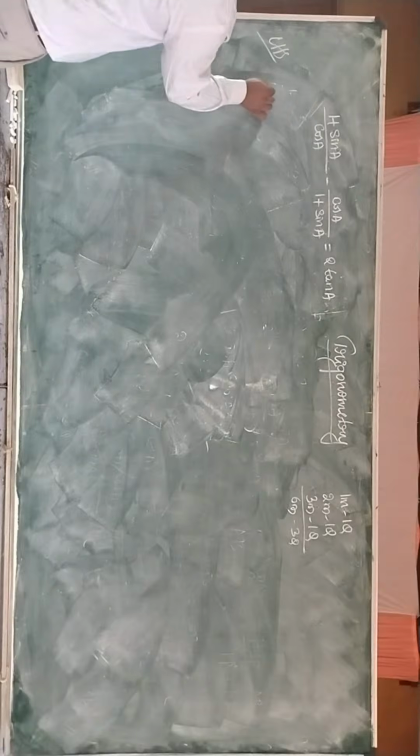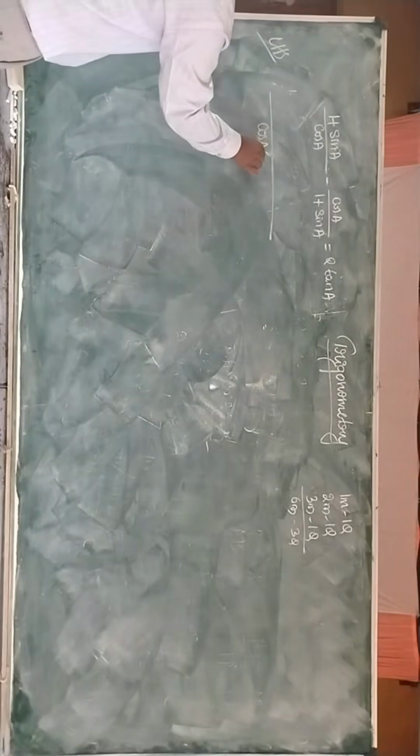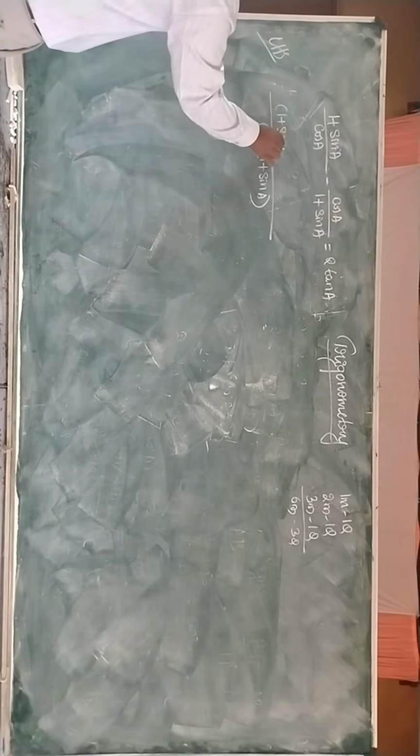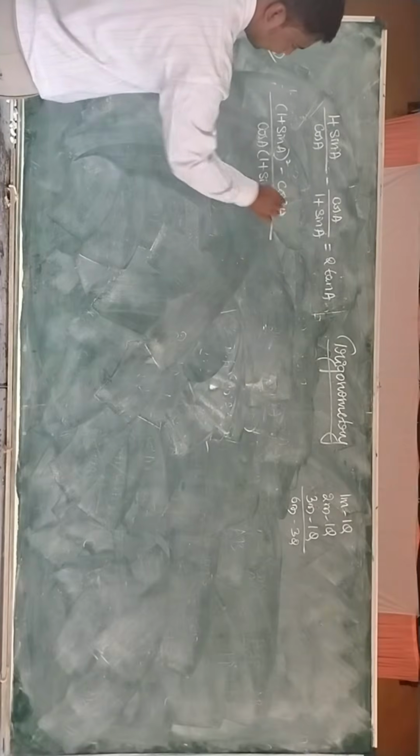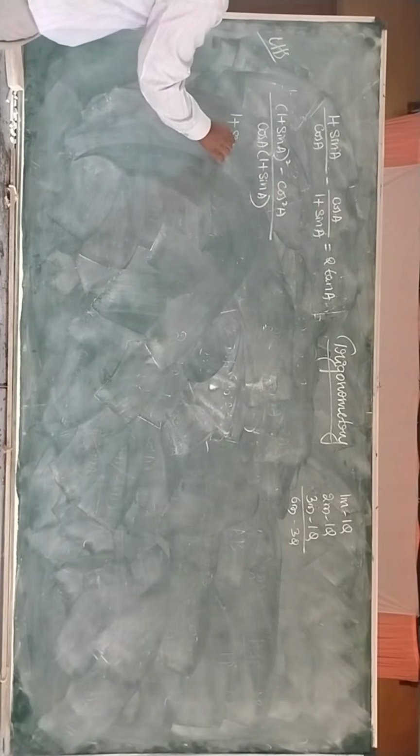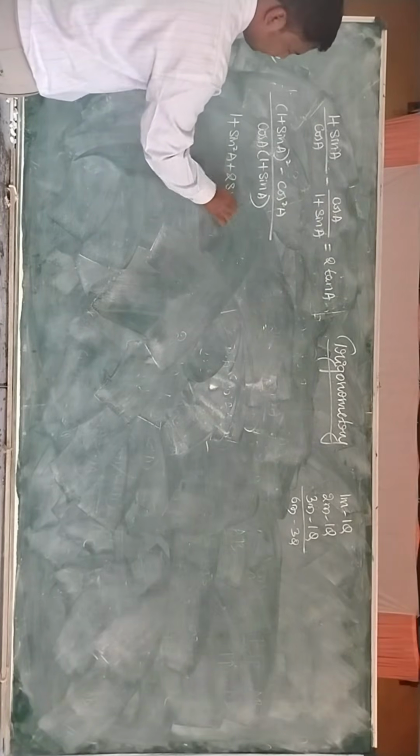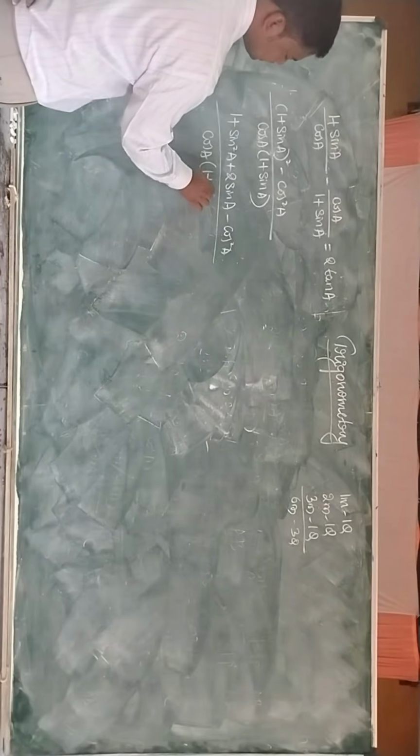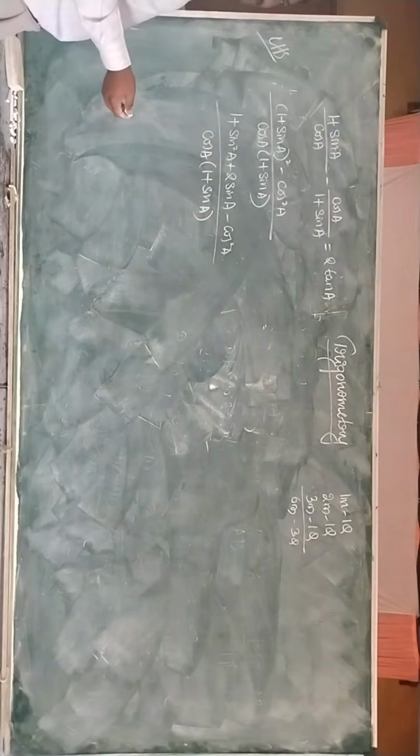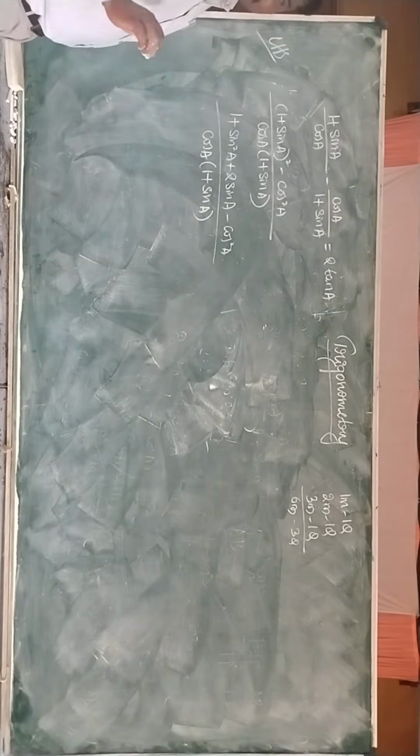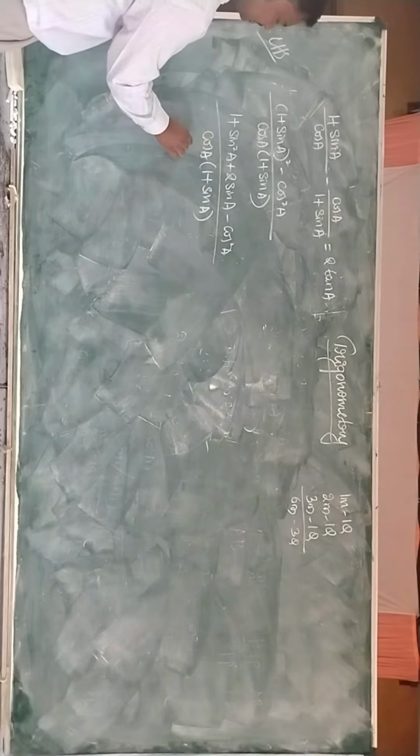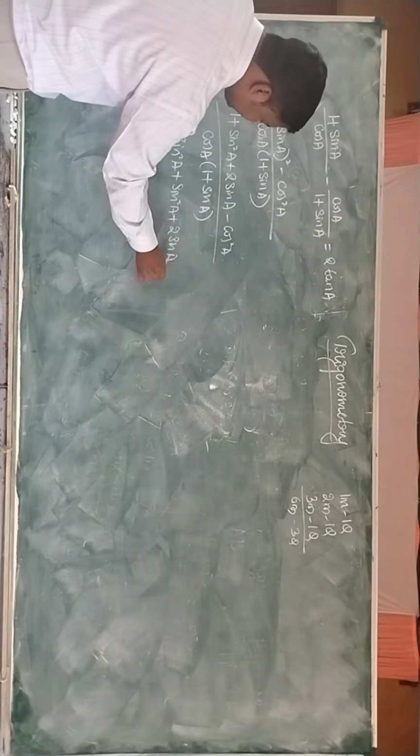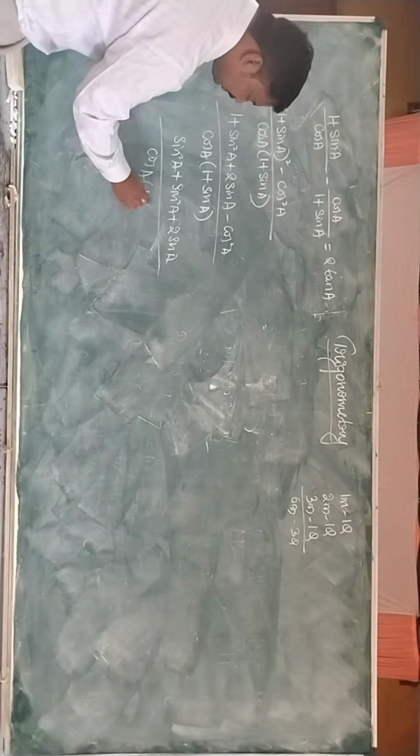Yes, sir. LCM is cos A into 1 plus sin A. So (1 plus sin A) whole square minus cos square A. Expansion: 1 plus sin square A plus 2 times sin A minus cos square A, divided by cos A into 1 plus sin A. Here sin square minus cos square is there, plus is not there, so we have to take 1 minus cos square, which is sin square A. So sin square A plus sin square A plus 2 times sin A divided by cos A into 1 plus sin A.